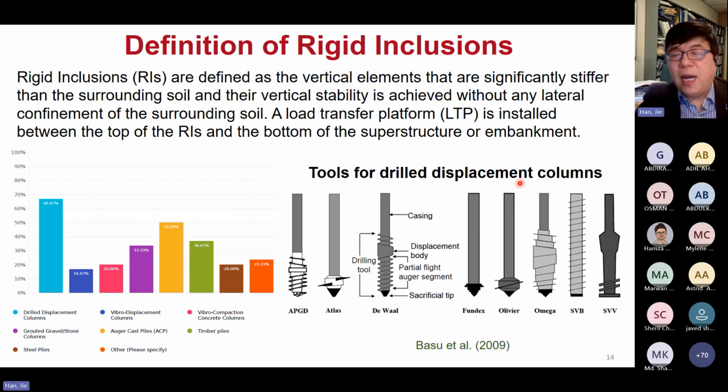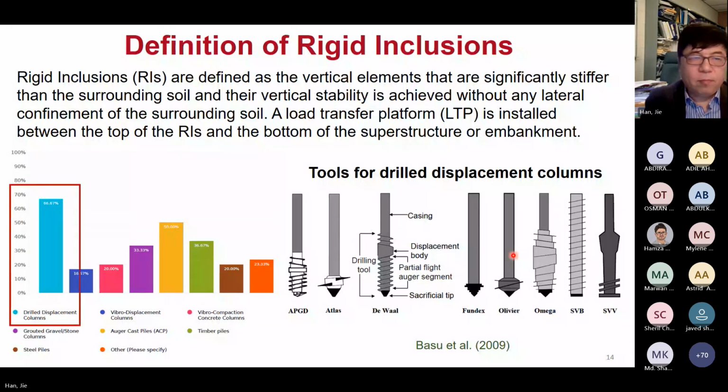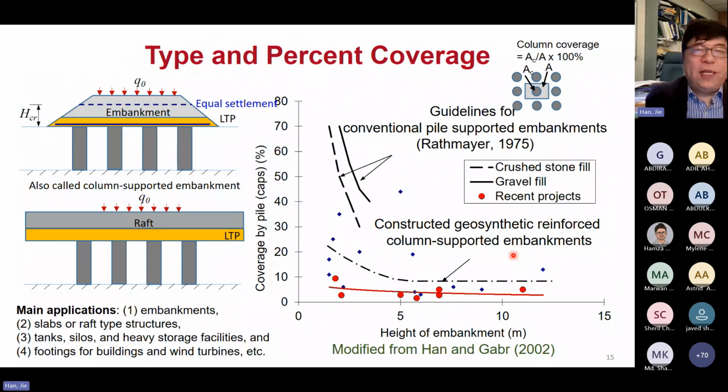And regarding drilled displacement columns, there are different tools available from different contractors. The figure here shows different shapes and types, and the main idea is basically to drill down into the ground, displace the soil, then backfill with grout or cement to form the rigid columns or rigid inclusions. Basically there are two different types of systems. One is used to support an embankment, also called a column supported embankment. For this system, as you see, you have the columns or rigid inclusions, and you may have a geosynthetic, and this is the layer called the load transfer platform, and on top of this is the embankment.